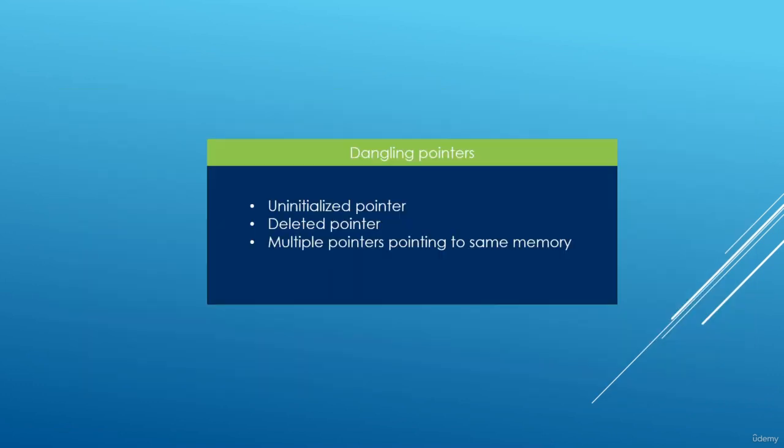We then explored the concept of dangling pointers. These are bad pointers that don't contain a valid address. We showed that that could be a pointer that is not initialized properly. It could be a deleted pointer. This could also come as a result of multiple pointers pointing to the same memory, and we saw an example of that.